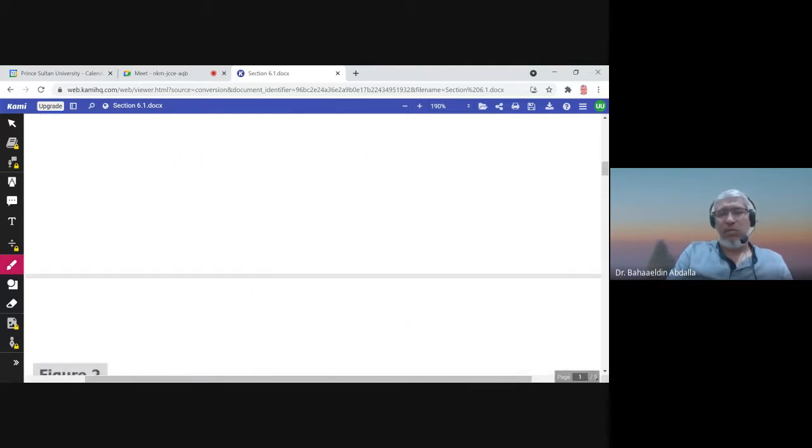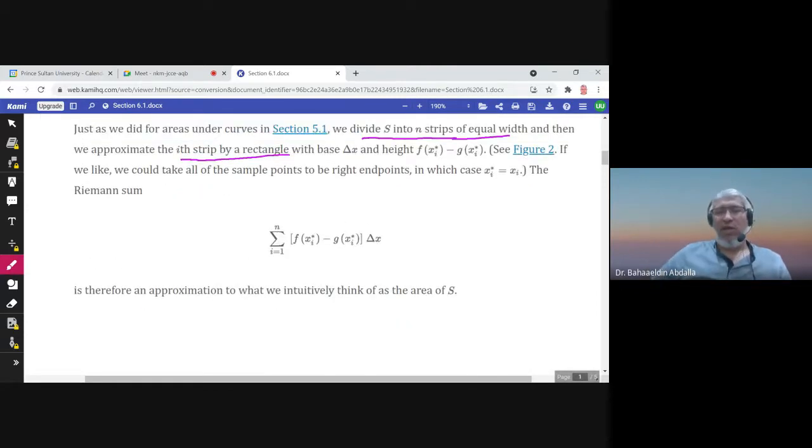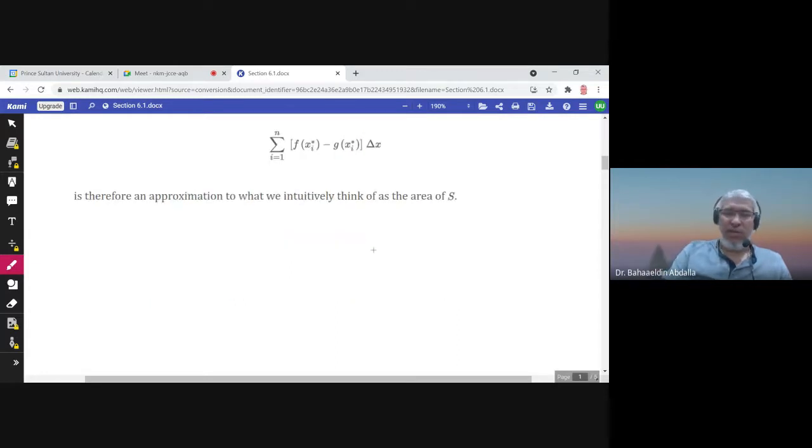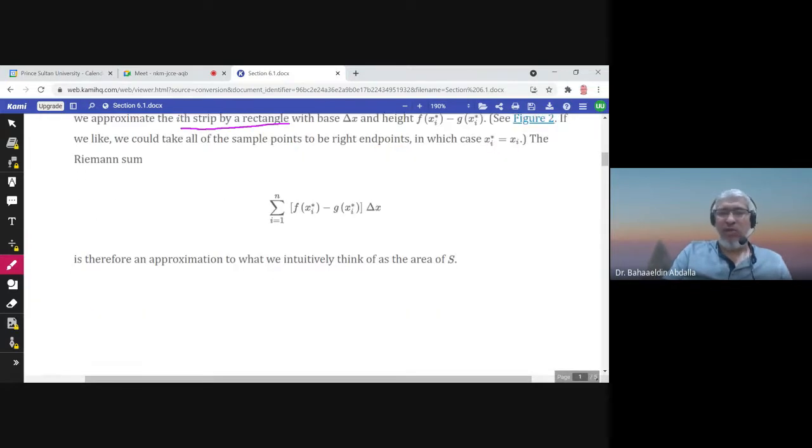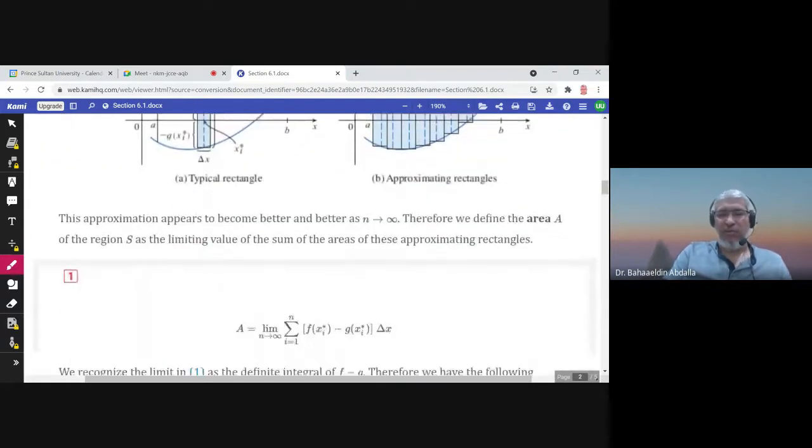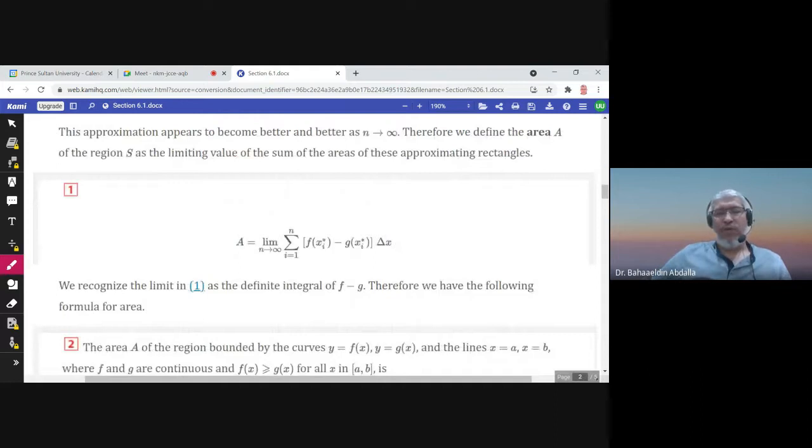So we can write the Riemann sum like this. This is the summation of the n rectangles. This is the height of each rectangle, and this is the width of each rectangle. Of course, the width is b minus a over n as usual. So if we take the number of rectangles to infinity, we will get the area between the two curves. So this is the definition of the area between the two curves.